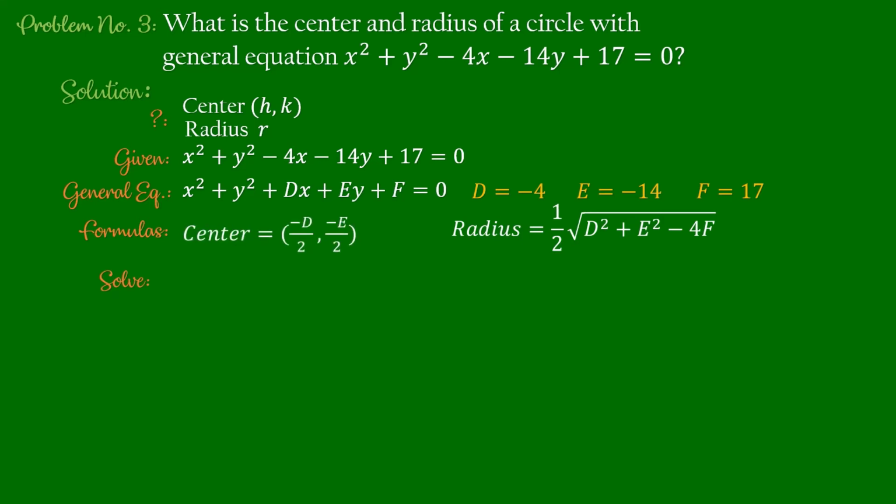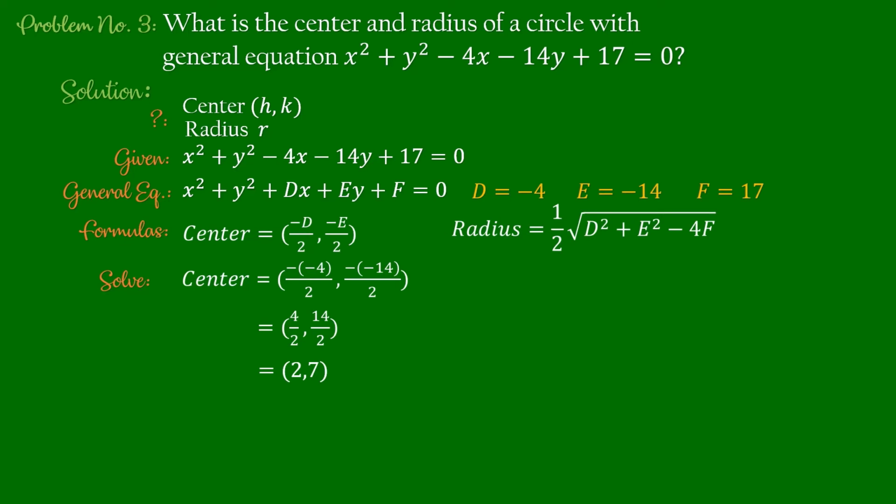So let's solve. For center, we have to replace this by their corresponding values. d is -4 and e is -14. So this will become negative times -4 over 2, negative times -14 over 2. Then simplify this. Negative times -4 is +4. Negative times -14 is +14. So center will become 4 over 2, 14 over 2. We can still simplify this. 4 over 2 is 2, and 14 over 2 is 7. So therefore, the center of the circle is at (2, 7).